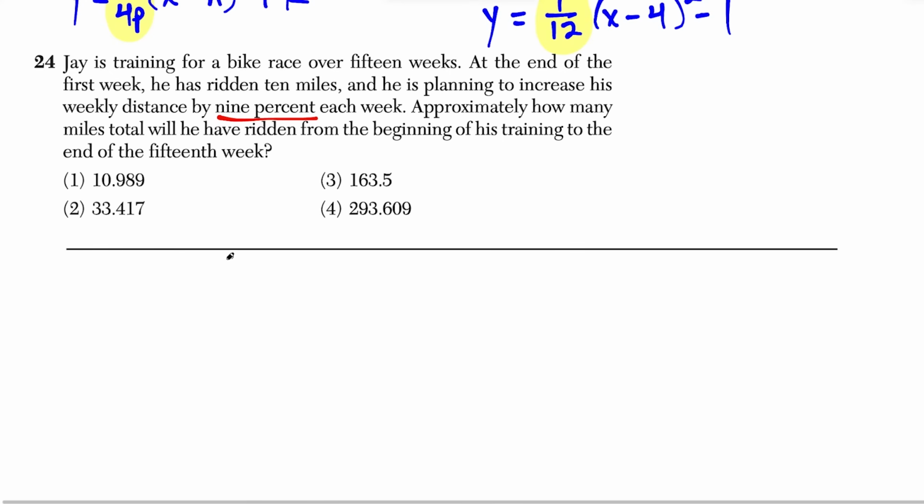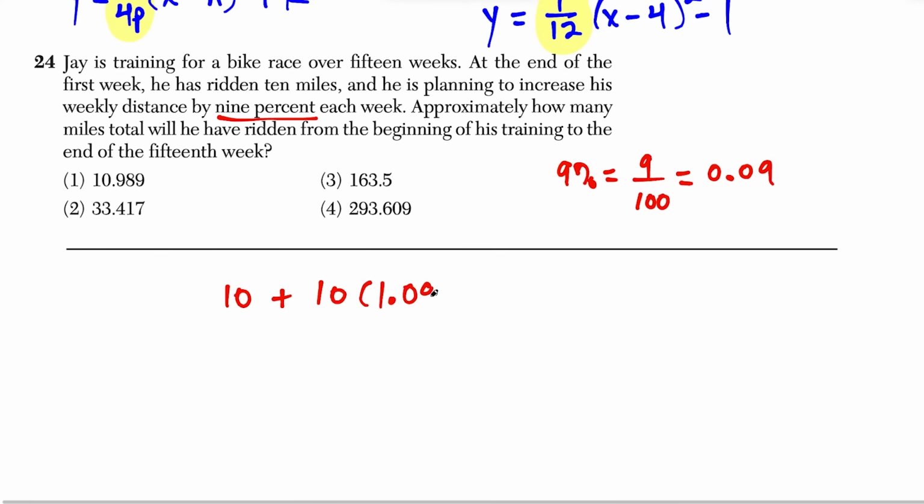So for this one here, we have to just think. For the first week, Jay went 10 miles. And then he's increasing by 9%. 9% is equal to 9 over 100. And this as a decimal is 0.09. So if he's increasing his run distance by 9%, then that would be the 10 miles.